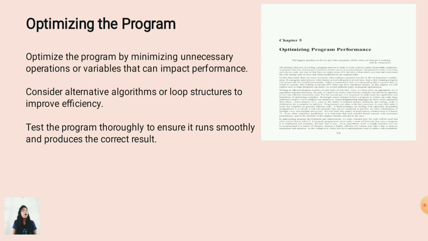Optimizing the program. Optimize the program by minimizing unnecessary operations or variables that can impact performance. Consider alternate algorithms or loop structures to improve efficiency. Test the program thoroughly to ensure it runs smoothly and provides the correct result.